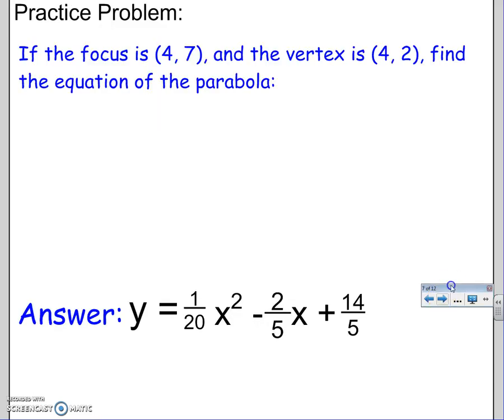All right, here's the practice problem. I give you the focus, I give you the vertex, find the equation. There it is. And actually, I distributed. I went from vertex form to standard form. So see if you can get that.